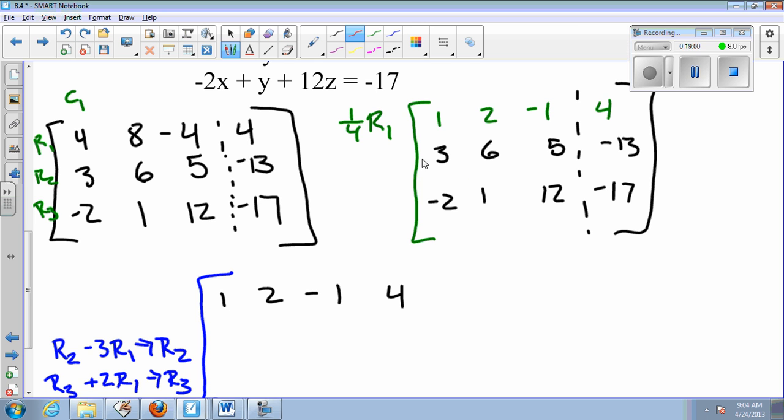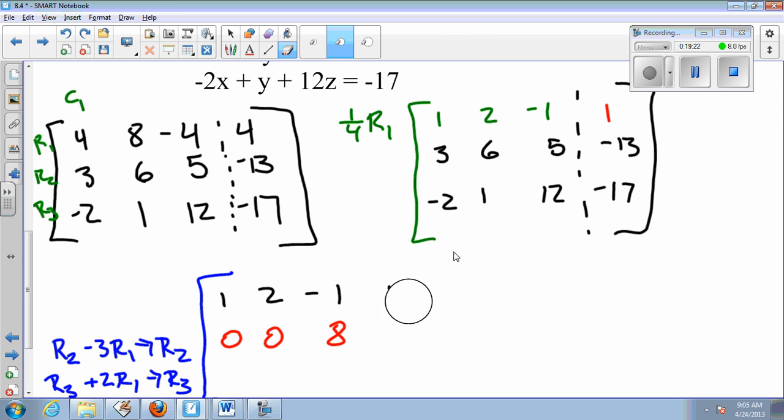Row 2, 3 minus 3 times 1, 6 minus 3 times 2, 5 minus 3 times -1, that goes to 0, 0, +8, oh, I forgot to take that 4. There we go. And -13 minus 3 times 1 goes to -16. That worked out well.